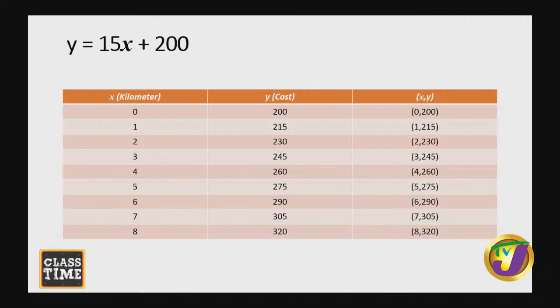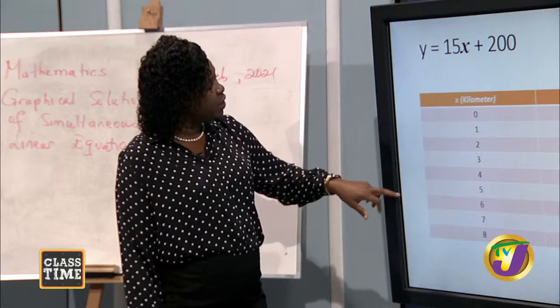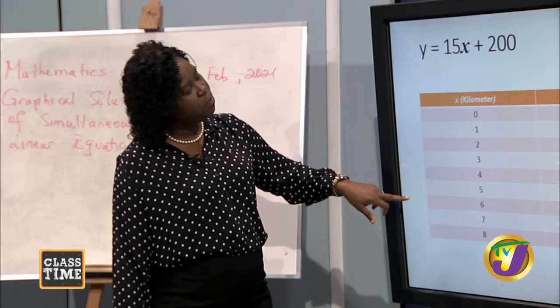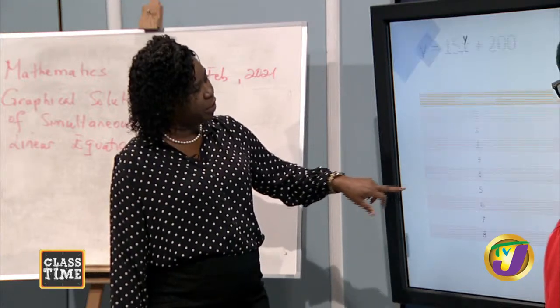All right, notice over in the far column there, we have some pairs of coordinates. Those ordered pairs are what we would need to plot on our graph, so that we'll be able to see the information on the graph. Exactly. Let's see what the graph looks like using some of the points from our ordered pairs.